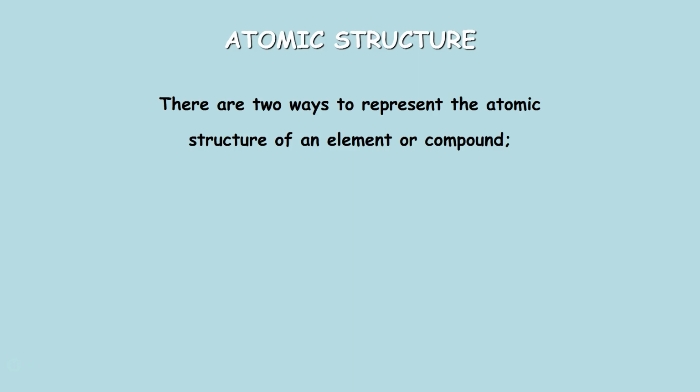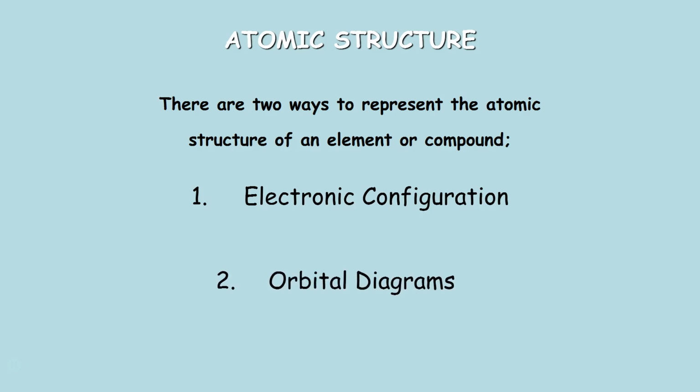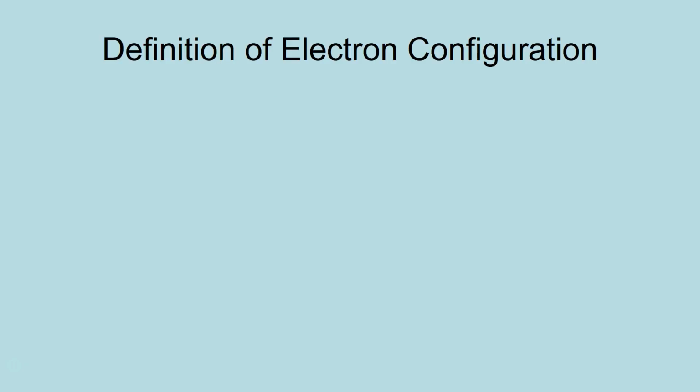So there are 2 ways to represent the atomic structure of an element or a compound. The first is electron configuration, which we are going to be focusing all on in this video. And the second is orbital diagrams, which is for your second video of this unit. So let's talk a little bit more about electron configuration.